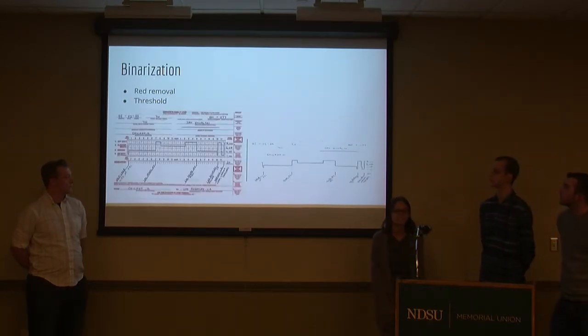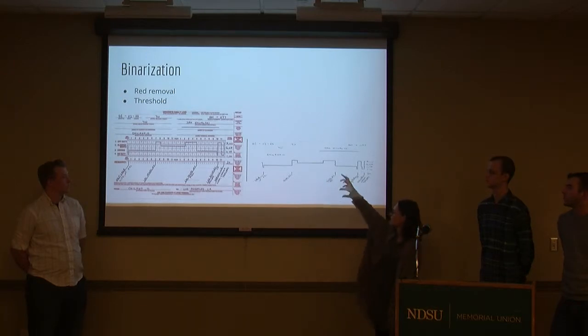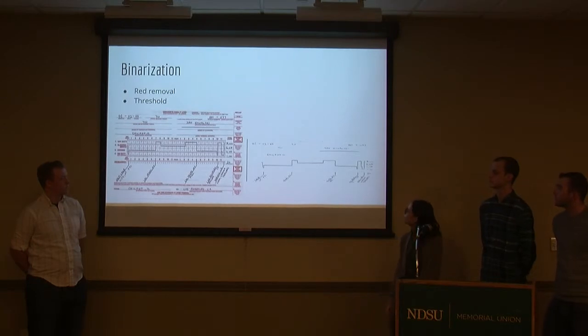So for the binarization, basically just get the pixel color, and then if it's red, remove it based on the applied threshold, which we used 125. So you can see the red, and then this is kind of a smushed picture of it, but it removes all the red and leaves just the black and white image.